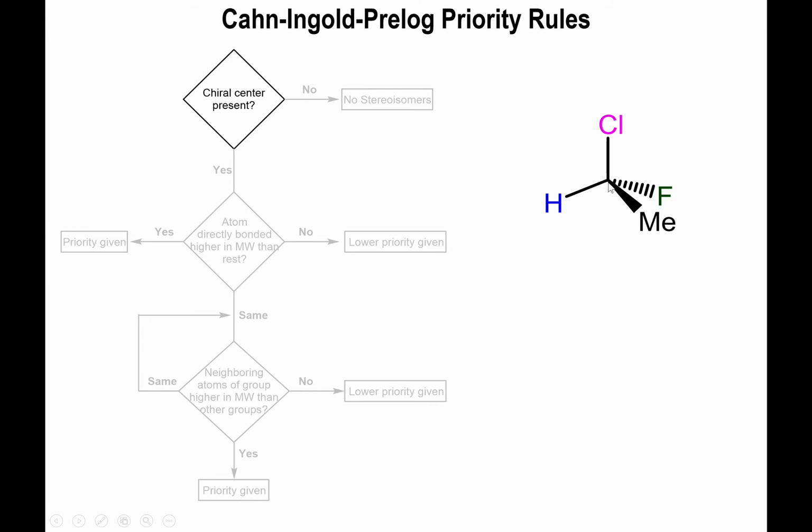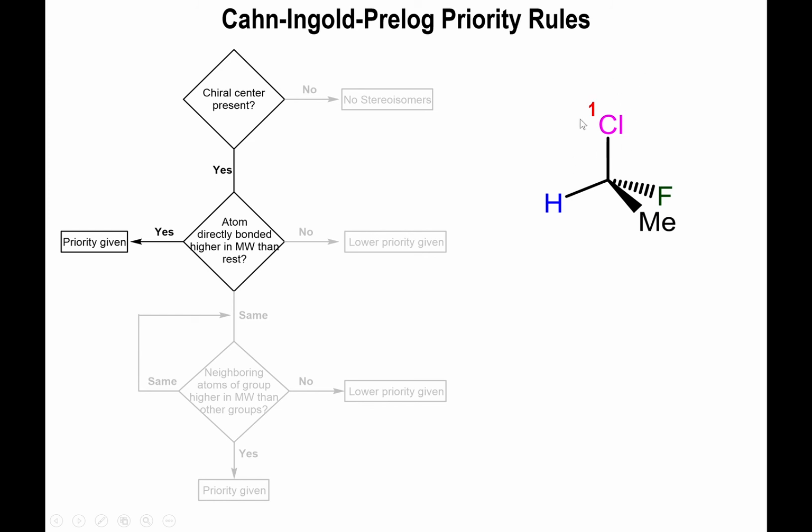You will have 4 things bound to this chiral carbon. We have hydrogen, chlorine, fluorine, and carbon directly bound to the central carbon. Out of all 4 of those things, chlorine is the one that has the heavier atomic weight, right? This is about 35.45 grams per mole. Fluorine is about 19, carbon is about 12, hydrogen is 1. So chlorine definitely wins that round.